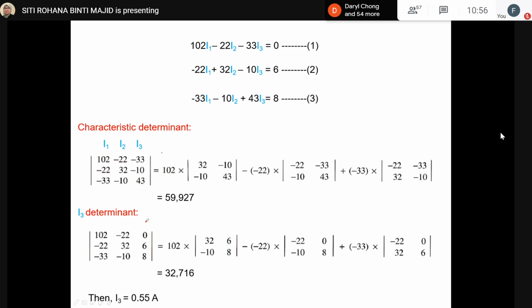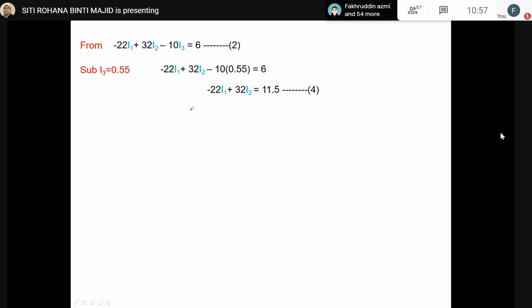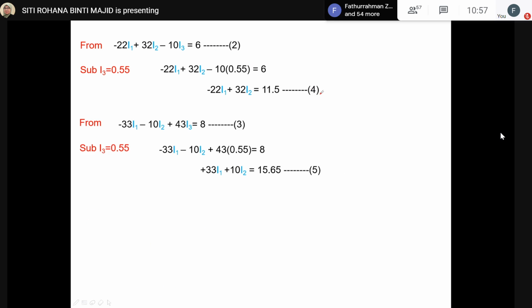59,927, and then the I3 determinant as this one. So the same thing, you have to put in the right column. If not, you cannot get the value, and then finally you will get I3 as 0.55. So you substitute the value of I3, which is equal to 0.55, in equation 2, and then you will get equation 4 like this. Just substitute, and then from here you will get another one from equation 3.